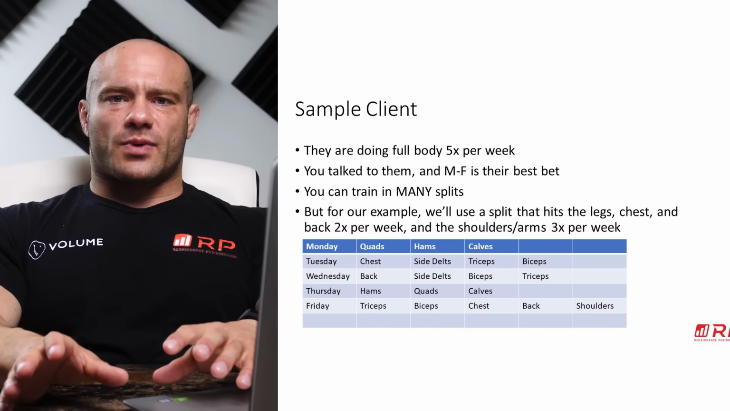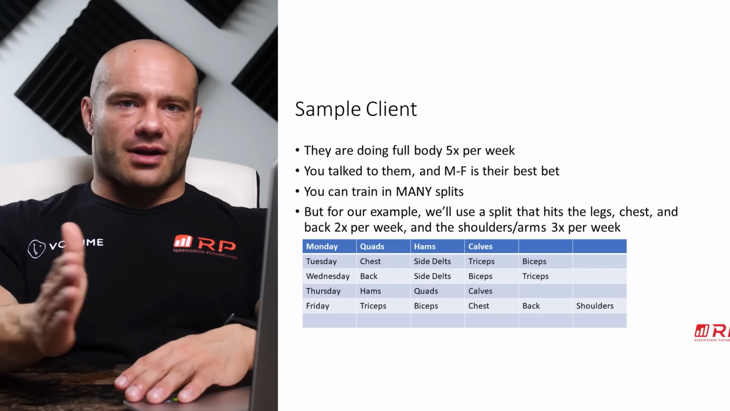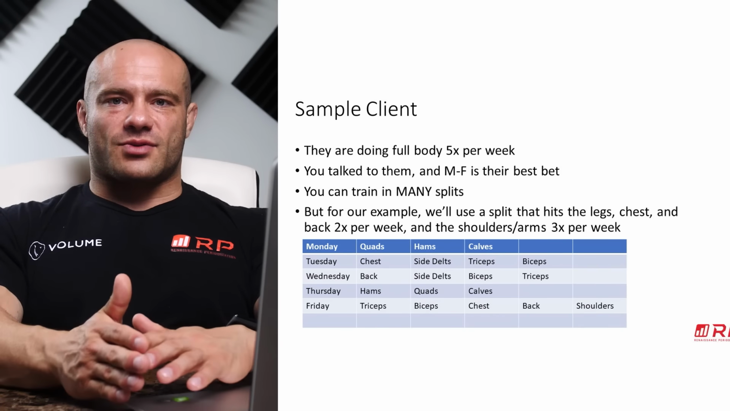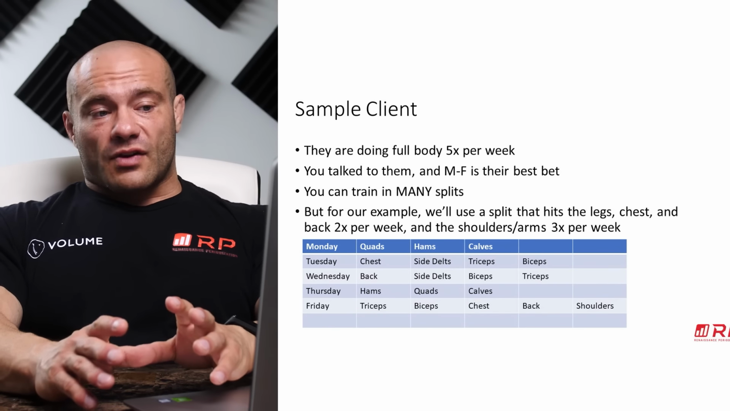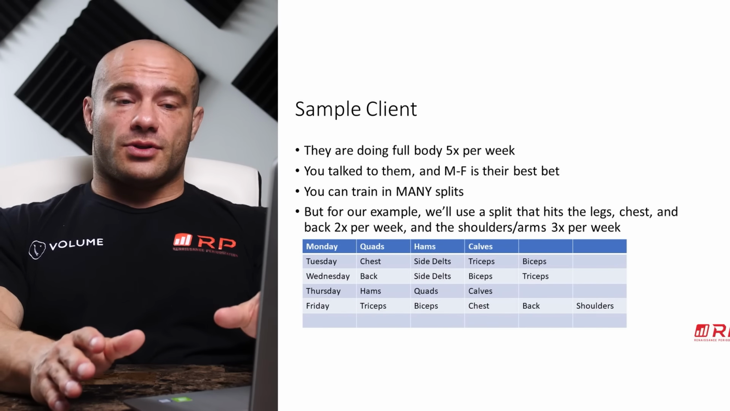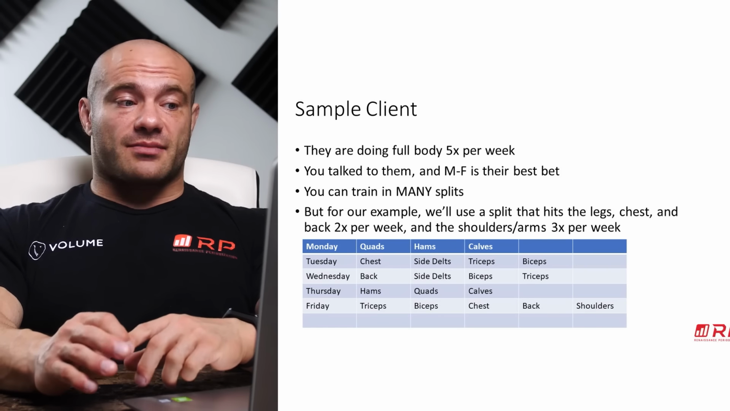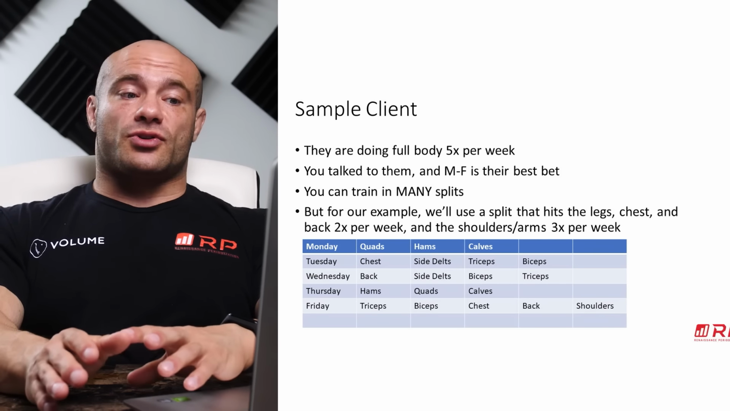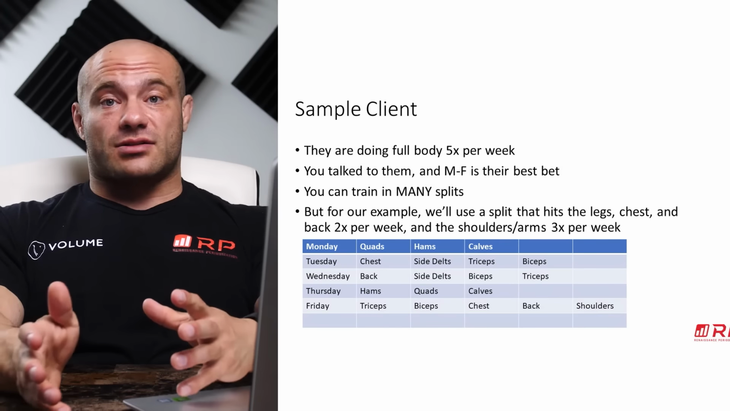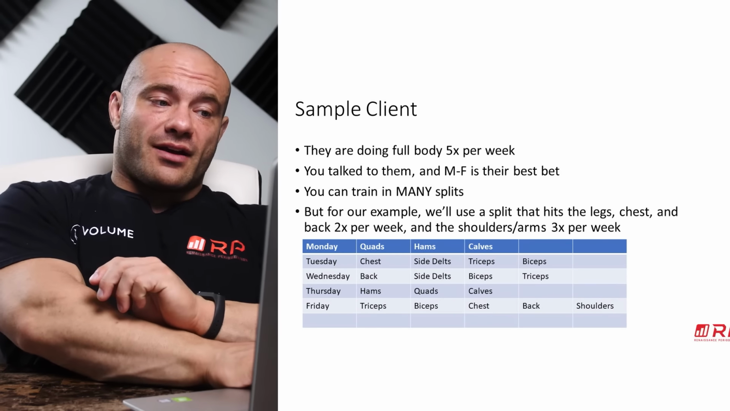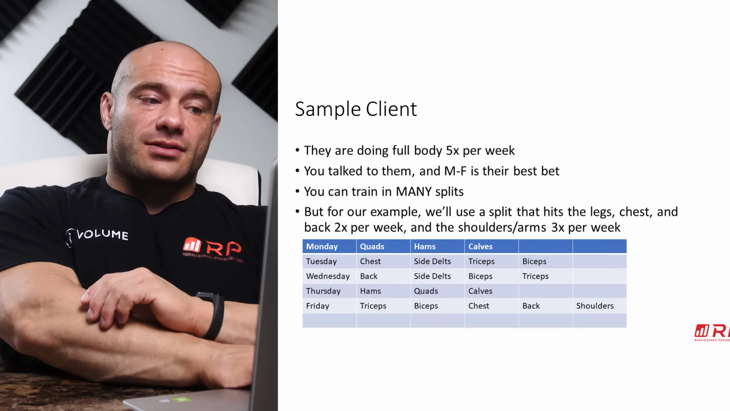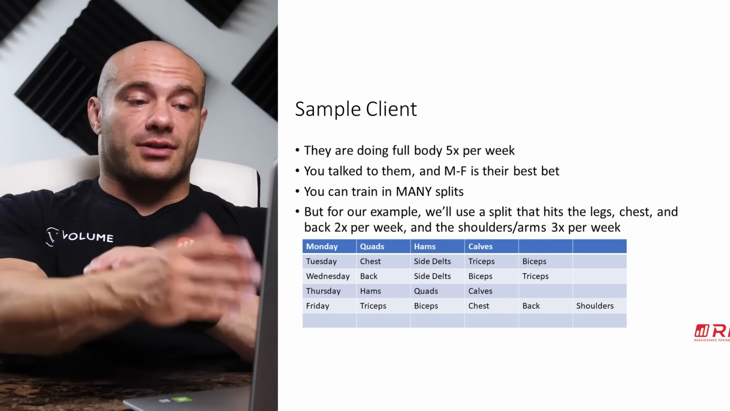You train muscle groups when they're ready to be trained, when they're recovered from their past training, and you train them 2 to 4 times a week, and whenever they fall, they fall. So for our example, we'll just use a split that hits legs, chest, and back 2 times a week, and shoulders and arms 3 times a week, because they tend to recover faster and can be trained more often. That's it. So in this split, we have Monday, quads, hams, and calves, Tuesday, chest, side delts, triceps, biceps, and so on and so forth.